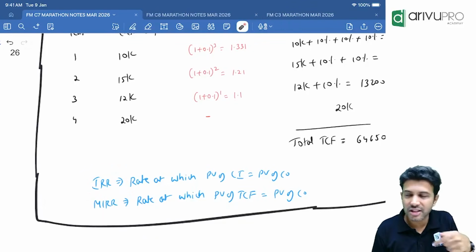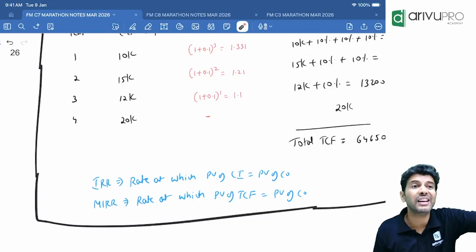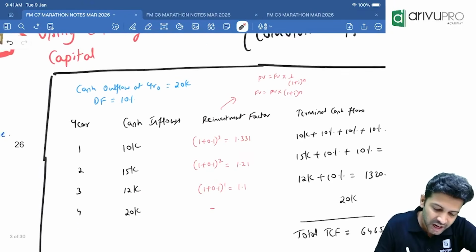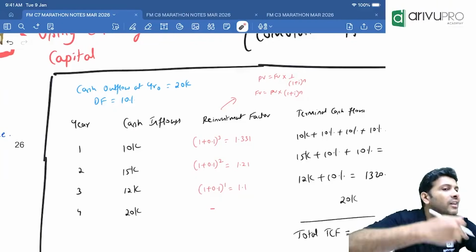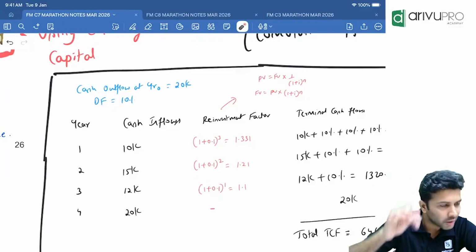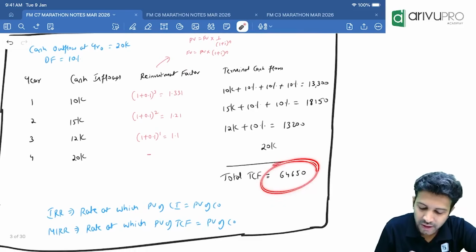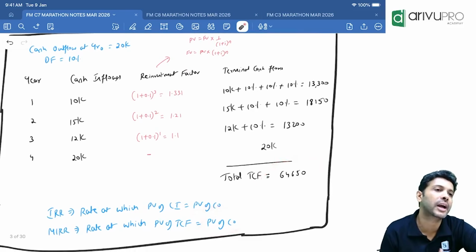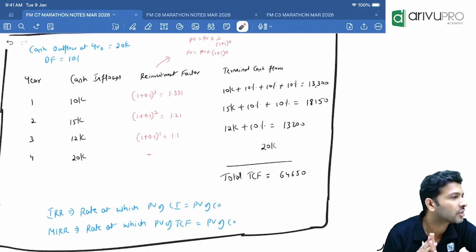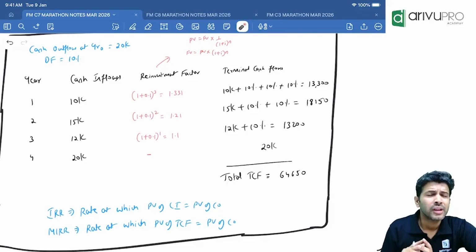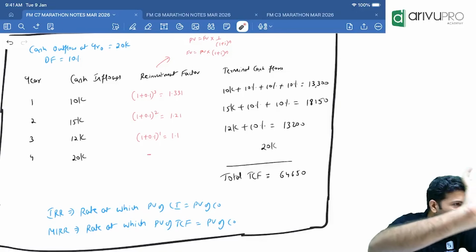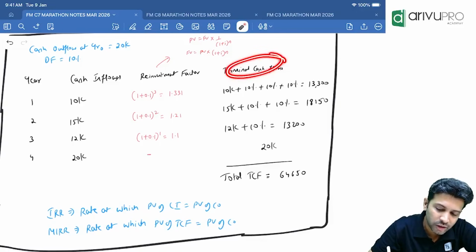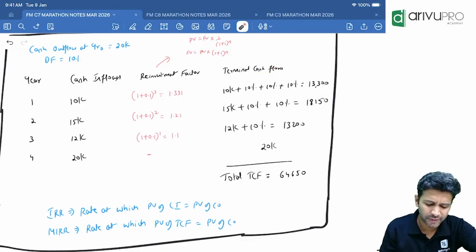MIRR basically considers one element, that is the reinvestment element. Whatever cash inflow you will get every year, nobody will keep it idle. People will reinvest that money. So at what rate terminal cash flow will be equal to present value of cash outflow is what MIRR is trying to calculate. Easy? Sure? Now, IRR and MIRR calculation is the same. The only extra thing you need for MIRR is terminal cash flow. After this step it is ditto.